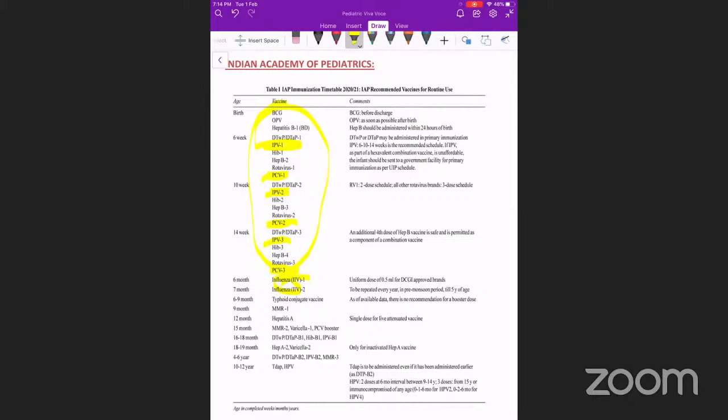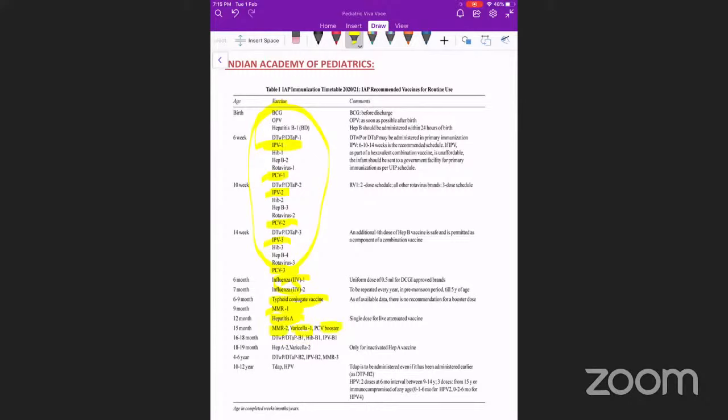Okay, one more thing that gets added is typhoid conjugate vaccine between 6 to 9 months. Okay, then 9 months, as in how we give our MR vaccine in national immunization schedule, over here, along with MR, we add MMR. Mumps as well gets added. Okay, so MMR at 9 months, at 12 months, hepatitis A, at 15 months, MMR2, varicella 1, and PCV booster.